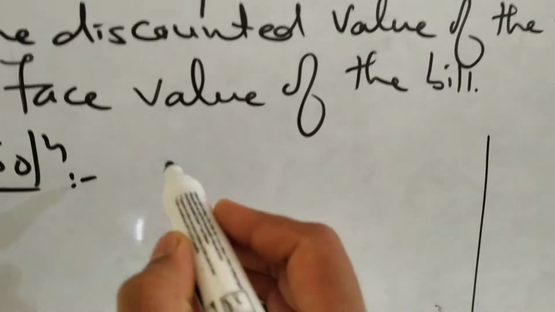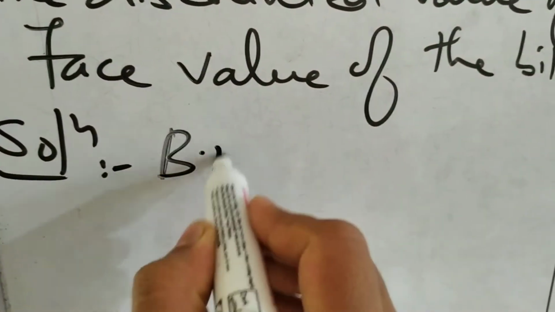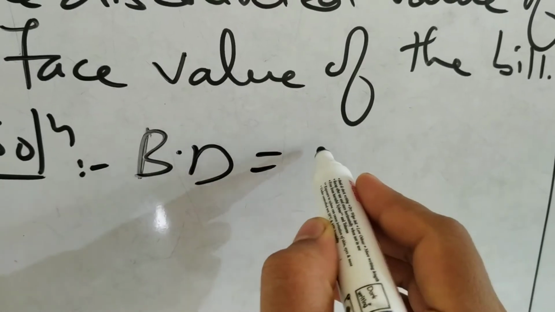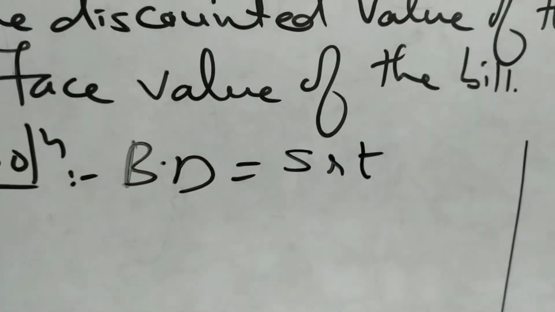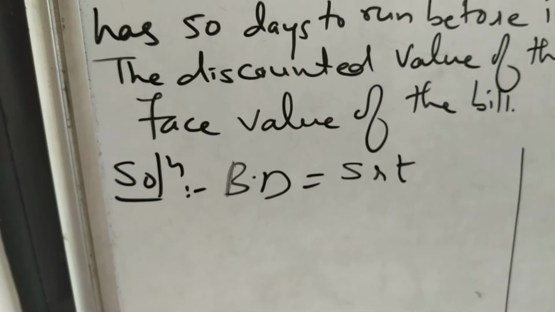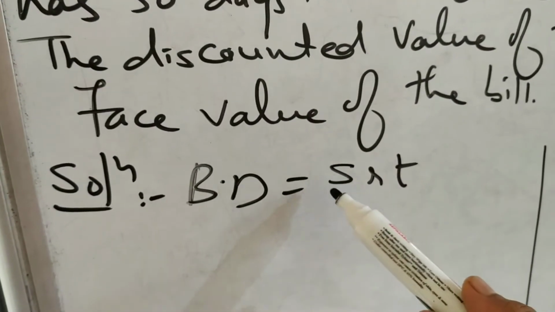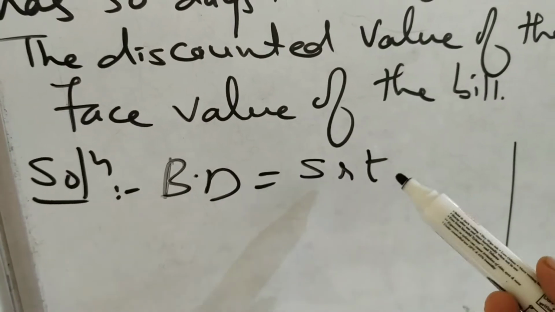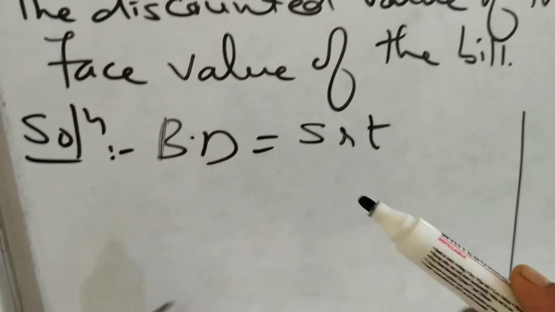As you all know, the banker's discount is denoted by BD is equals to SRT. You have learned this formula. Banker's discount is nothing but S means face value of the bill, R is rate of interest, and T is the time period.